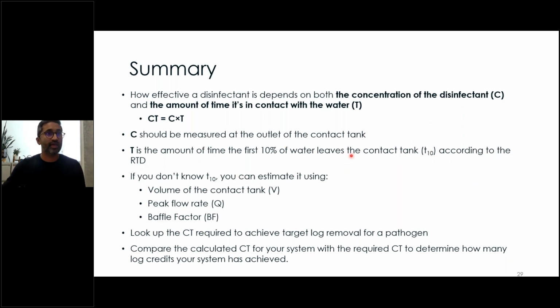And again, if you don't know that or aren't given that by the manufacturer of your basin, then you can estimate it using some calculations, knowing the volume of the tank, the peak flow rate, and the baffle factor based on how many baffles you have in your tank. Once you know that, you can look up the CT required to achieve a specific log removal for a pathogen. You can look that up in the drinking water guidelines. And then based on that, you can compare it with your calculated CT to figure out how many log credits your system is achieving. And then we went through an example that showed all that.